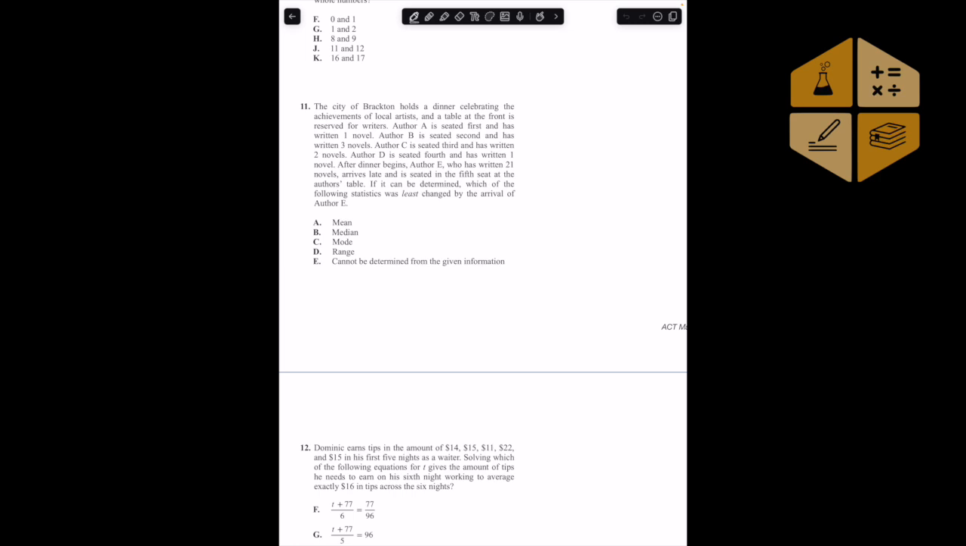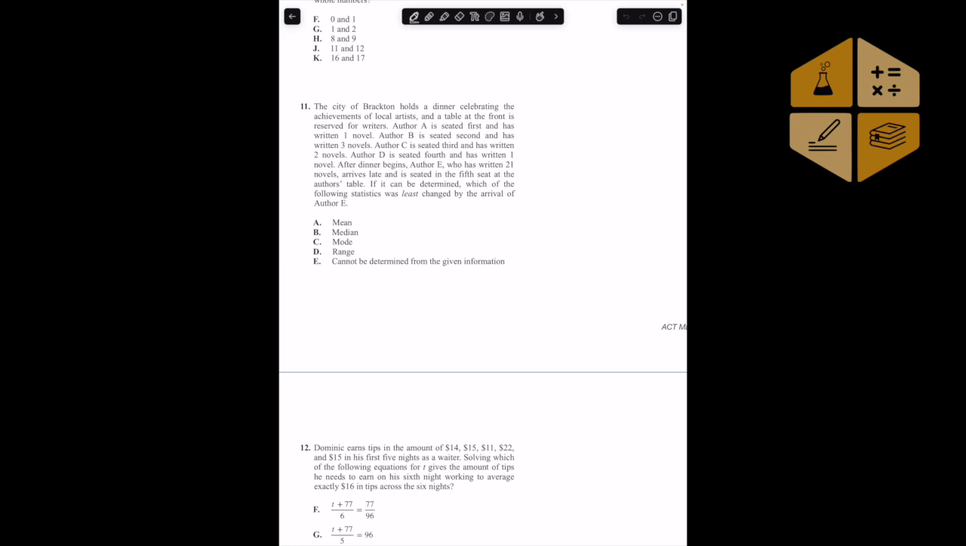The city of Bracton holds a dinner celebrating the achievements of local artists, and a table at the front is reserved for writers. Author A is seated first and has written 1 novel. Author B is seated second, has written 3. Author C is seated third and has written 2. Author D is seated fourth, has written 1. After dinner begins, author E, who has written 21 novels, arrives late and is seated in the 5th seat at the author's table. If it can be determined, which of the following statistics was least changed by the arrival of author E: A, mean; B, median; C, mode; D, range. E says cannot be determined from the given information.